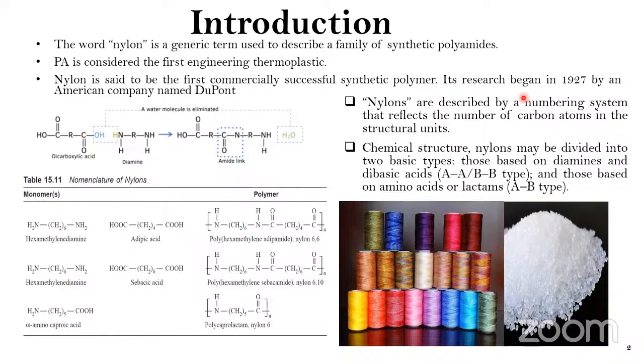Its research began in 1927 by an American company named DuPont. Now, I think it has been split up and the name has changed, and it has many collaborations with Dow Chemicals and others, because DuPont had different sections. Right now, it is distributed. So we can say nylon is our first thermoplastic polymer, and it is the first synthetic polymer also.